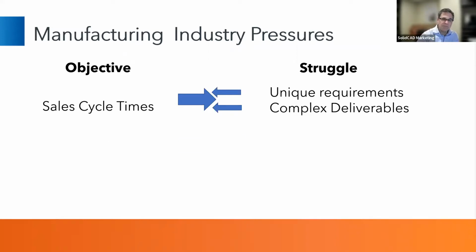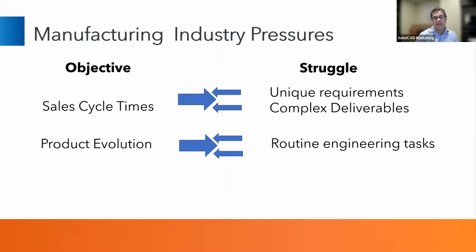At the same time, engineering has a never-ending need for product evolution to stay ahead of the competition. But design teams get caught up in that routine of find, copy design, pack and go, and edit to come up with that standard product that you never actually build, because it always needs to be tweaked.